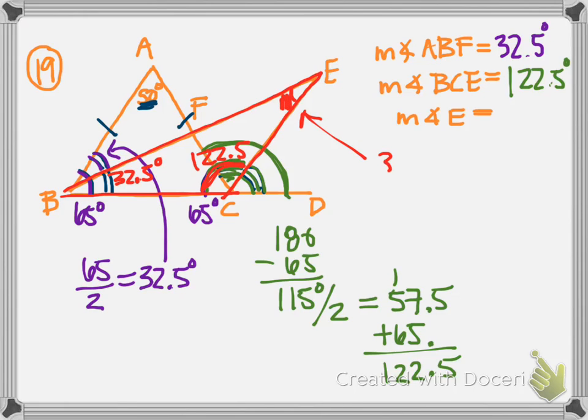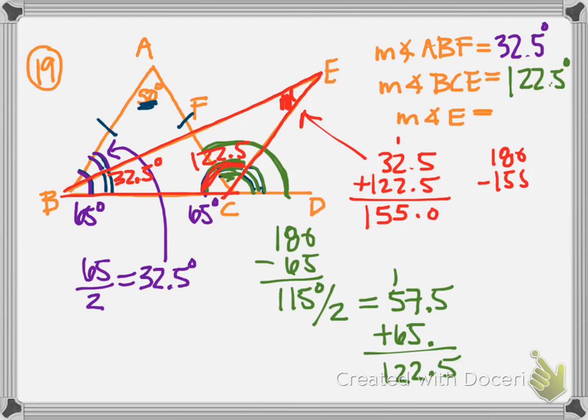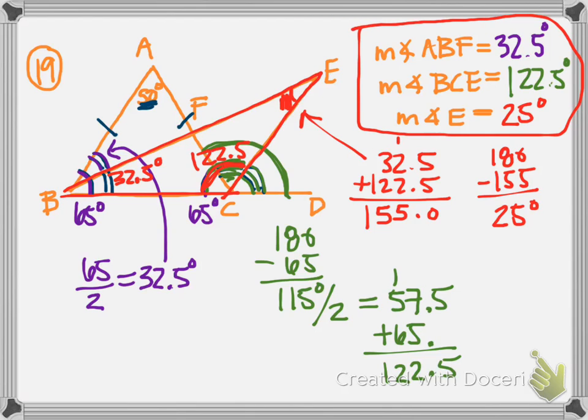So we'll add the 32.5 and the 122.5. Make sure you're lining up decimals if you're doing this by hand. You've probably forgotten how to do this. Whoops. I got 155 flat. So if I subtract that from 180 to get angle E, we get 25 degrees. So these are your three angle measures that it's asking you for.